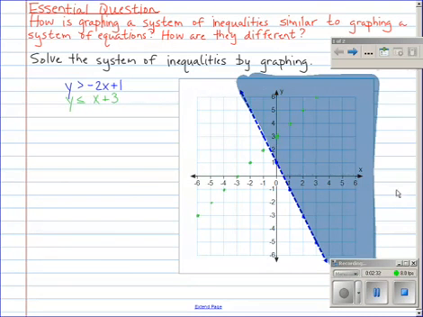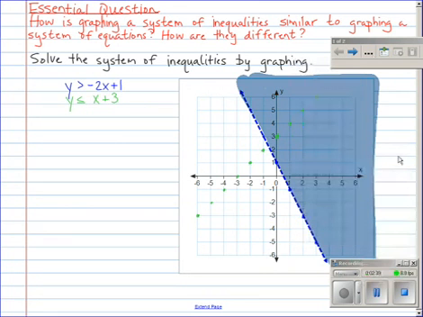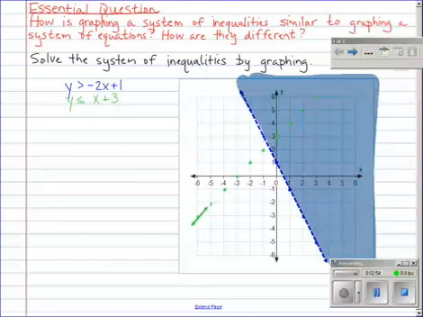Now this time, we can use a solid line because it's less than or equal to. And equal to means that it can be on that line, or a solution can lie on that line. Whoops, I didn't want a highlighter. I actually wanted a line. So we're going to draw a solid line for the green inequality.